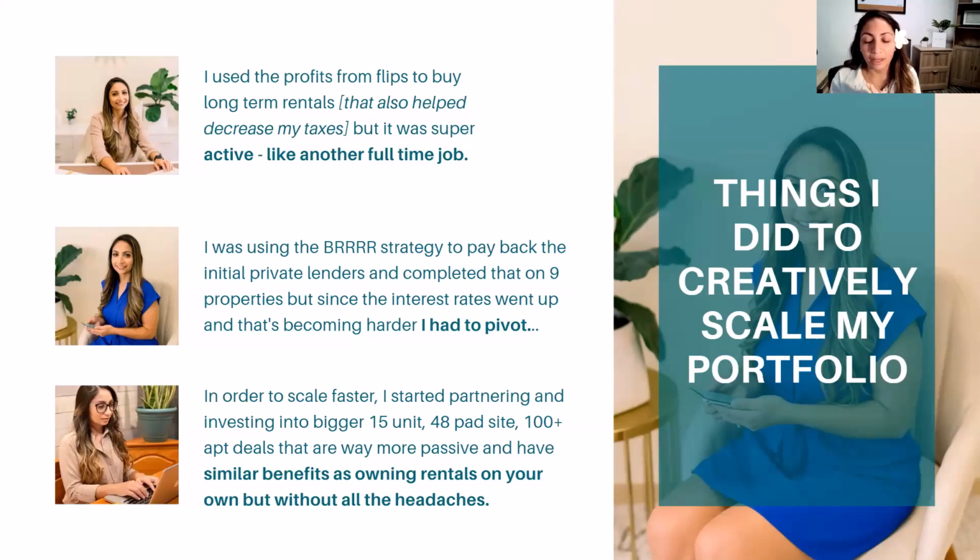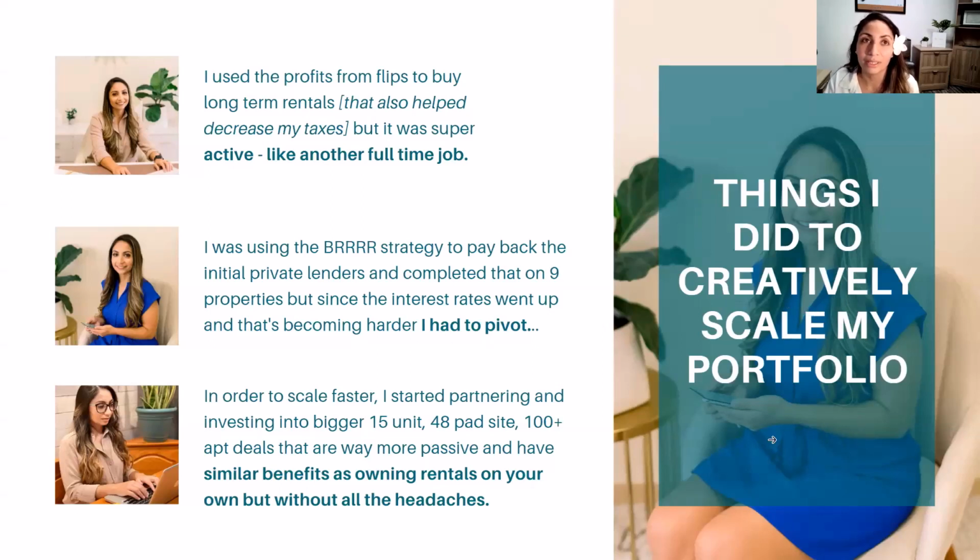A 48-pad RV park, 100-plus apartment deals, and just had the similar benefits of owning rentals, but without all the headaches. Honestly, partnering with other people, sharing the roles and responsibilities, and having extra eyes on things helped me grow quickly, because if I was trying to do it all on my own, it would have taken me years. For me, it was more important to cut that learning curve. Even if you have to give up some of the equity in the deal, it's totally fine because you have other people keeping eyes on it and you don't have to know everything.